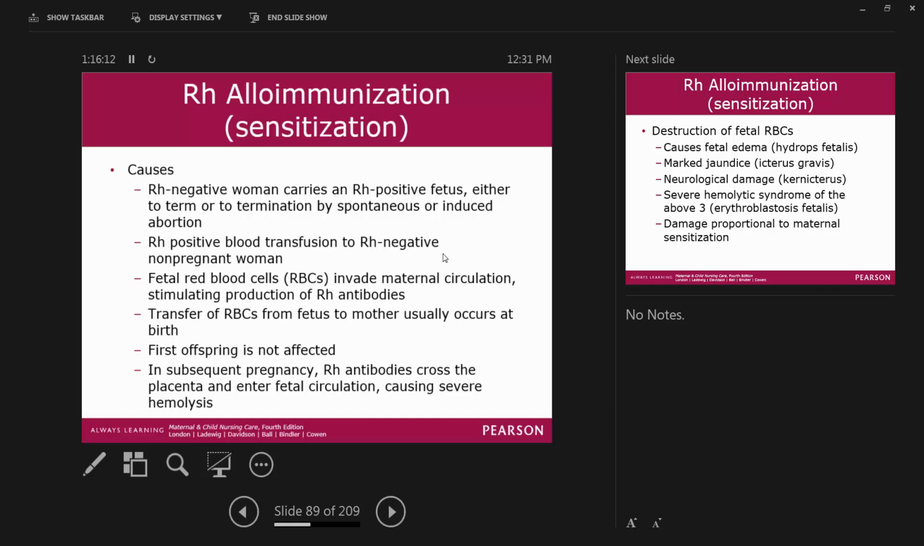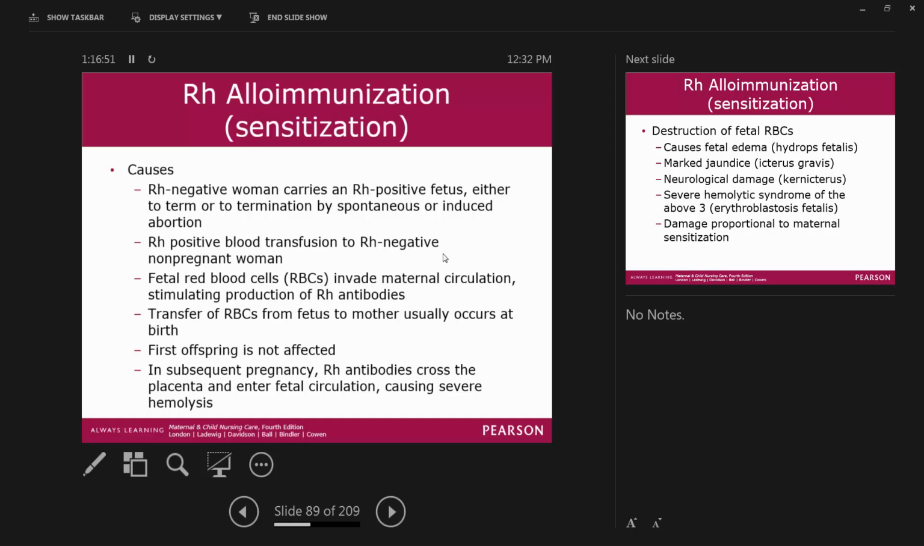Okay, let's go through a few slides and then let me know if you still have questions. So an Rh negative mom is carrying an Rh positive fetus. Either at delivery or termination of the pregnancy, she can be exposed to the Rh positive blood. The other possibility is an Rh negative pregnant or non-pregnant woman, it doesn't really matter. They can get exposed through maybe even a blood transfusion that's positive.